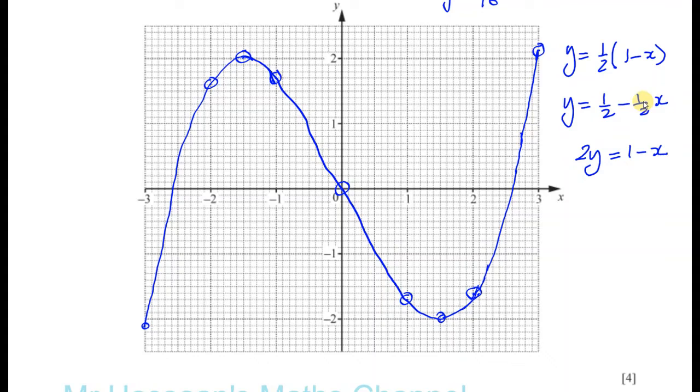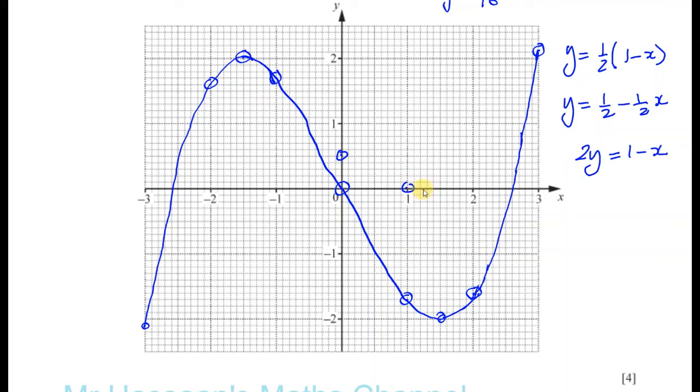For example, when x is 0, y is a half. So it's going to go through half, which is up here somewhere. This is exactly where half is. And choose another value of x, for example, when x is equal to 1. When x is equal to 1, you're going to have a half minus a half, which is 0. So it's going to go to that point over there. And then you can draw your line through those 2 points.